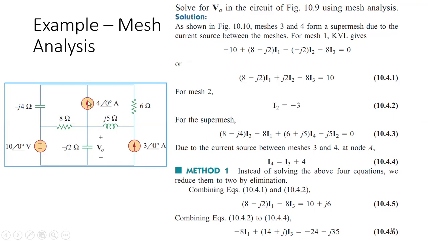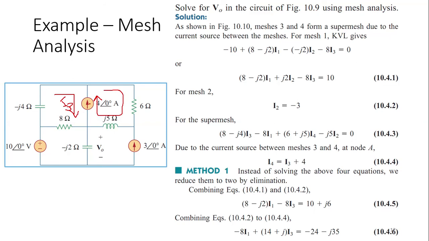Also, this current source appears between the two meshes I3 and I4, and this current would be the I3 current. I3 current is flowing like this one, and this is I4. So the difference I4 minus I3 is equal to 4 angle 0. I4 minus I3 is equal to 4.